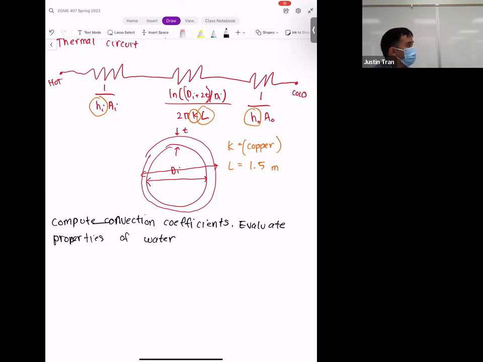Normally, you would do this for the two fluids separately, right? So you'd get a set of properties for the inner fluid, a set of properties for the outer fluid. But since both of these are water, I'm just going to do one evaluation, at the average between those two temperatures. And so we're going to assume that the film temperature is 35 degrees C.